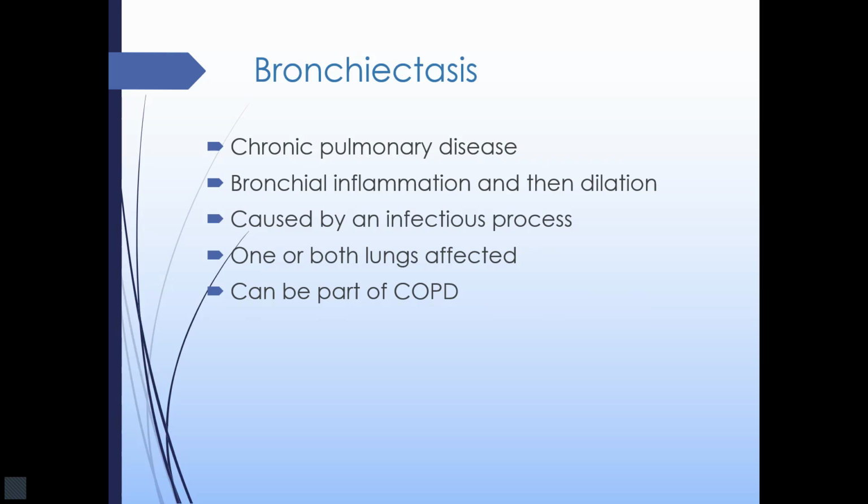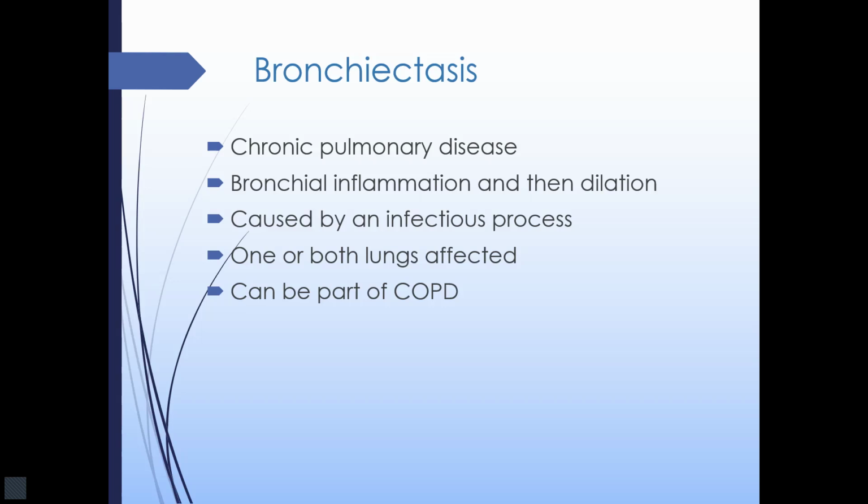Bronchiectasis is a chronic pulmonary disease. It causes bronchial inflammation and then dilation. It's caused by an infectious process. And for some reason, that infectious process, whether it was short-term or long-term, caused bronchial inflammation and then dilation, and it's permanent. Okay, it's not getting better. It can be one lung, it can be both lungs, it can be one segment or lobe of a lung.